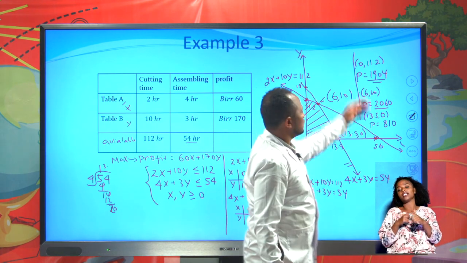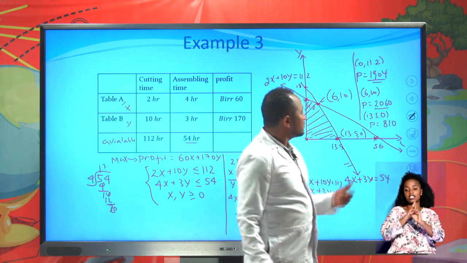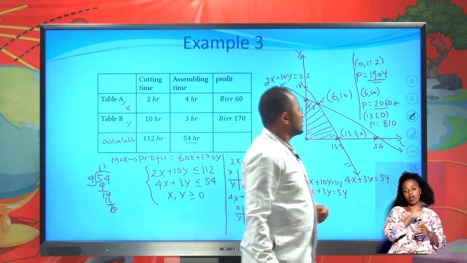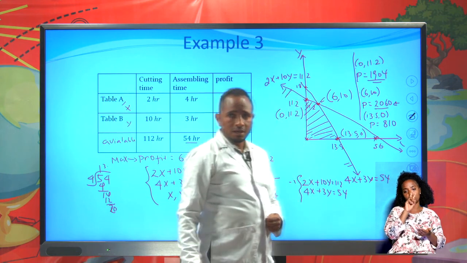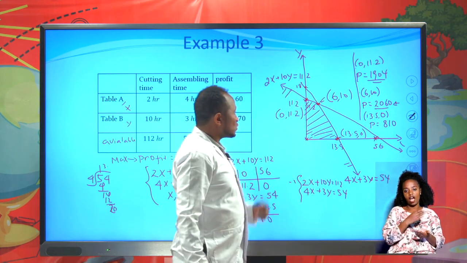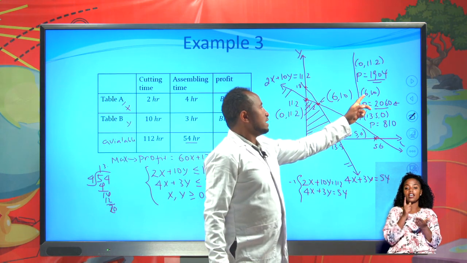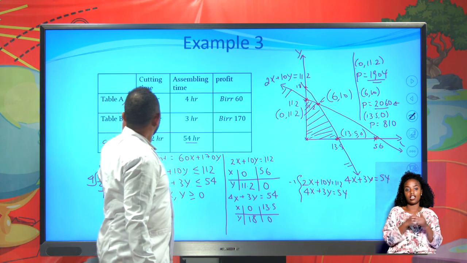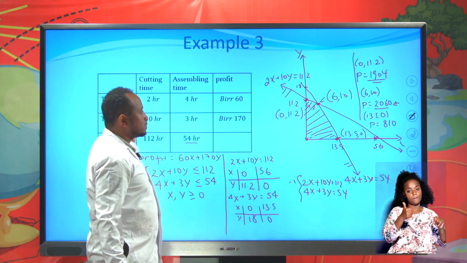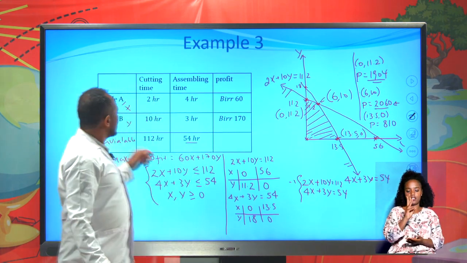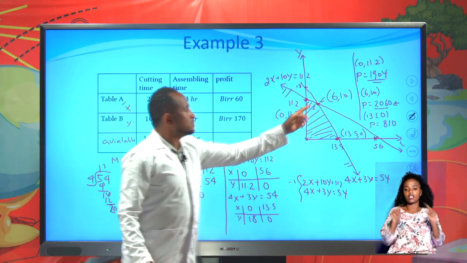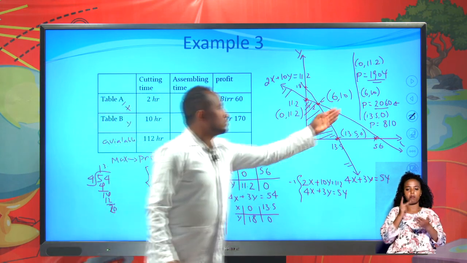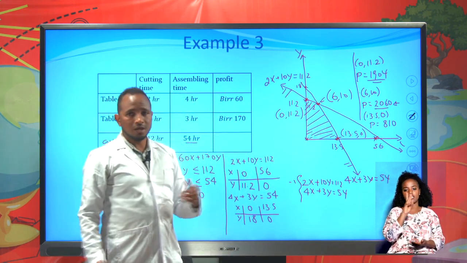Therefore, comparing these results, the maximum value is this one. So the maximum profit will be 2060, and it occurs when x is 6 and y is 10. This means that the number of table A produced must be 6, and the number of table Y must be 10 in order to get a maximum profit of 2060. So this is the answer.